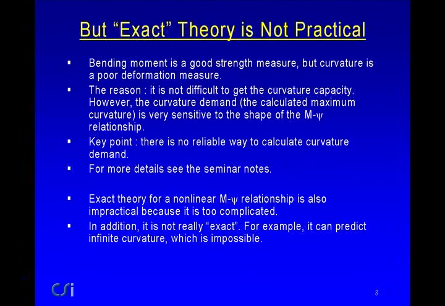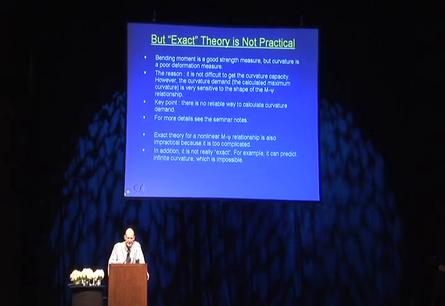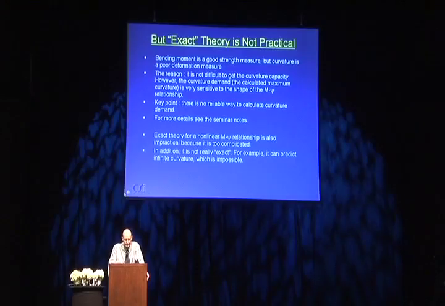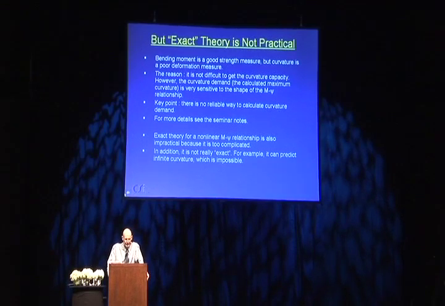Firstly, bending moment is a good strength measure, but curvature is a poor deformation measure. The reason: it's not difficult to get the curvature capacity. The problem is the curvature demand is very sensitive to the shape of the moment curvature relationship. The key point, there is no reliable way to calculate curvature demand. And see the seminar notes for more details. There are other reasons. Exact theory for a nonlinear moment curvature relationship actually turns out to be very complicated, too complicated for practical application. And in any case, it's not quote unquote exact.